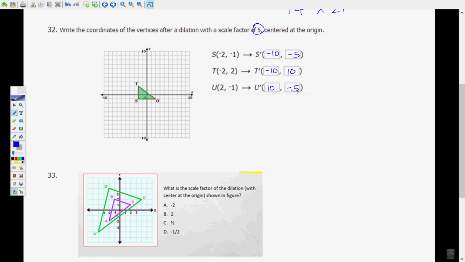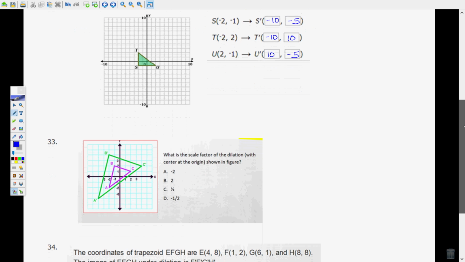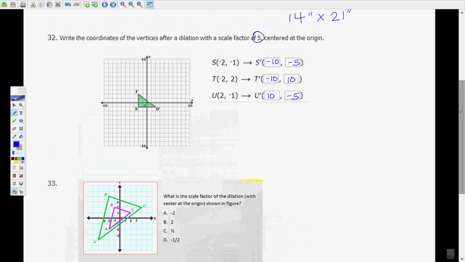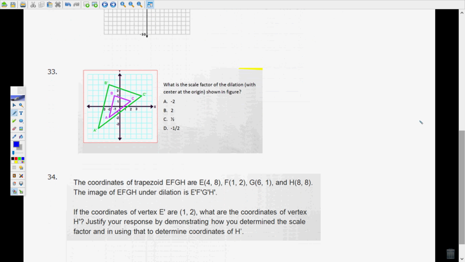So that's simple. Whenever you have a dilation, you just multiply. So if it's a fraction, you multiply by the fraction, or you divide by the number on the bottom of the fraction, if there's a 1 on top.